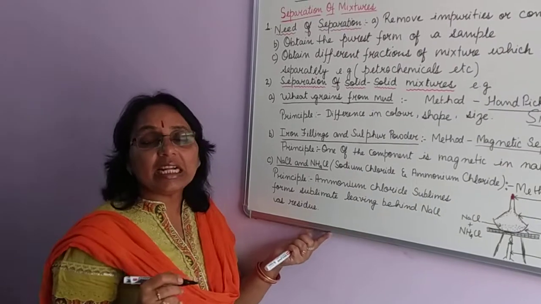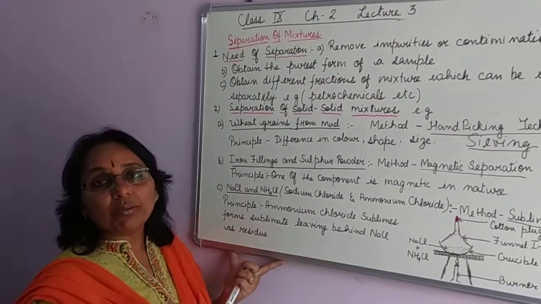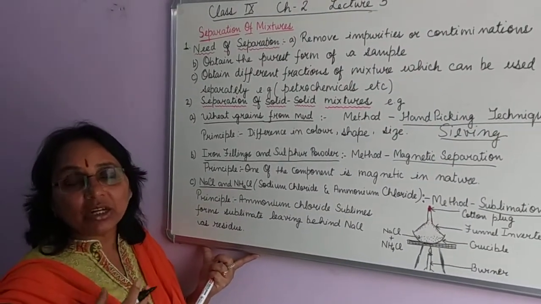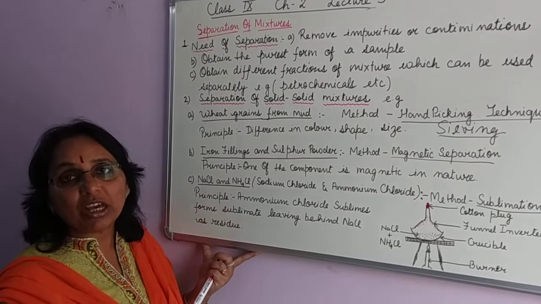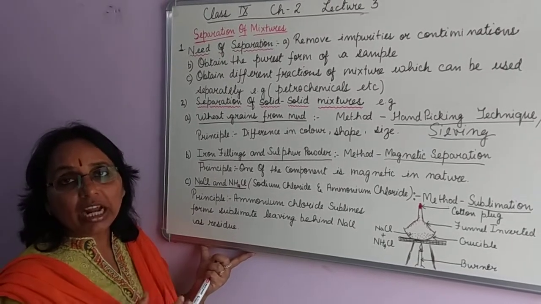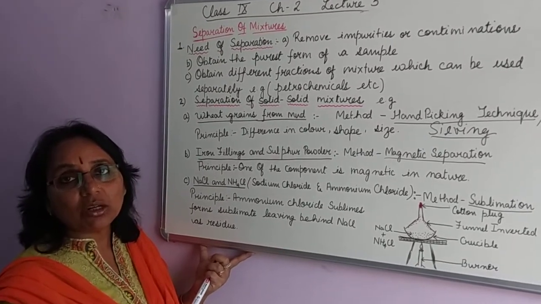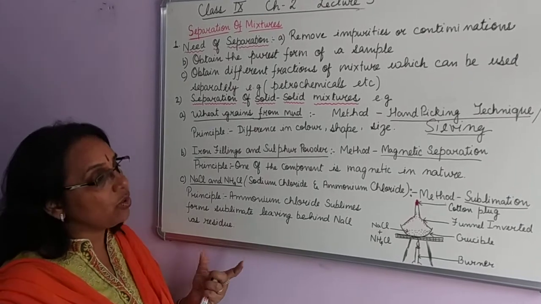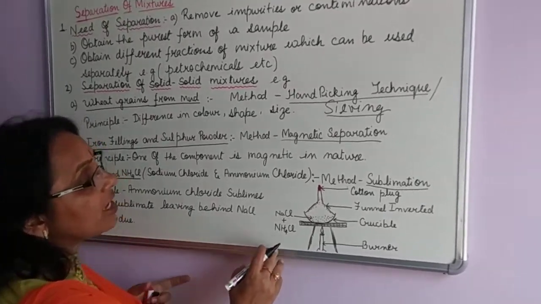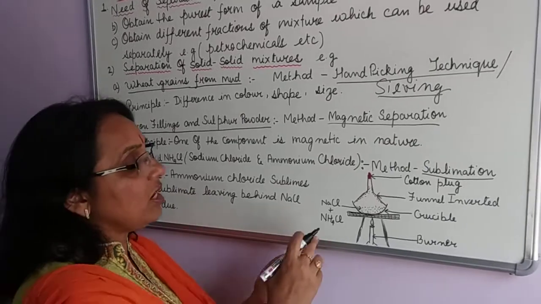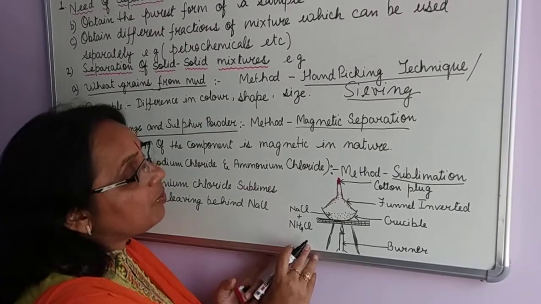When we start heating it, the ammonium chloride sublimes, or gets converted into the vapor form without becoming a liquid, and sodium chloride remains in the china dish or the crucible in the form of residue. What is the experimental setup of sublimation? I have tried to explain with the help of this diagram.